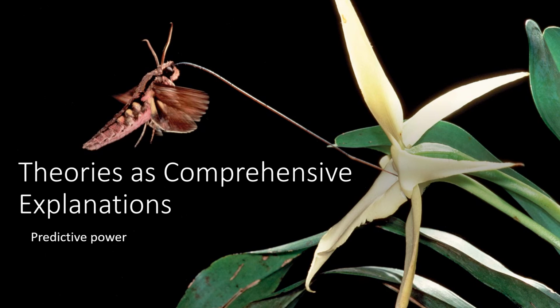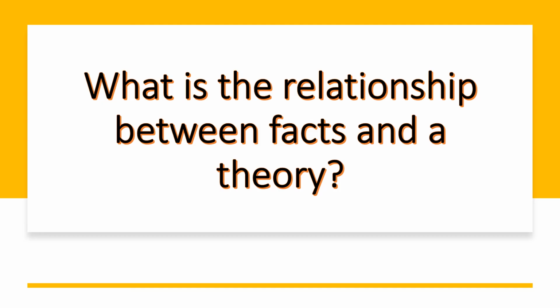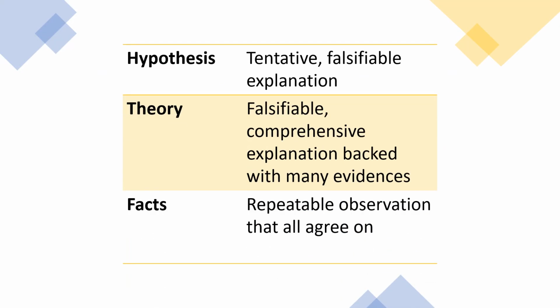Now, a theory weakens if subsequent observations do not support its predictions. A good question is, what is the relationship between facts and a theory? One definition of the word fact is a repeatable observation that everyone can agree on. That's how we know that something is a fact. It is a fact that a dropped pencil falls towards the ground. No reasonable person disagrees with that statement. Gravity is a fact. Gravitational theory explains the forces that cause pencils and other objects to fall.